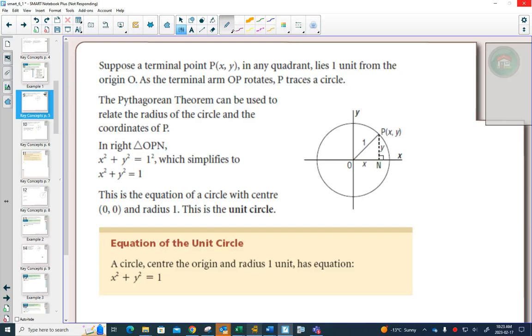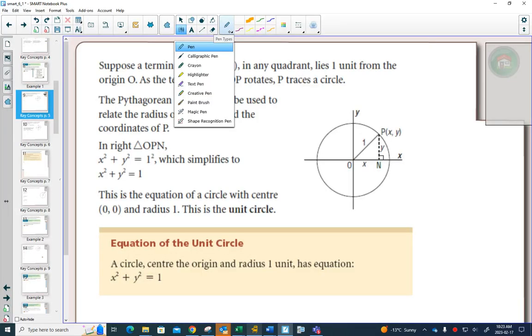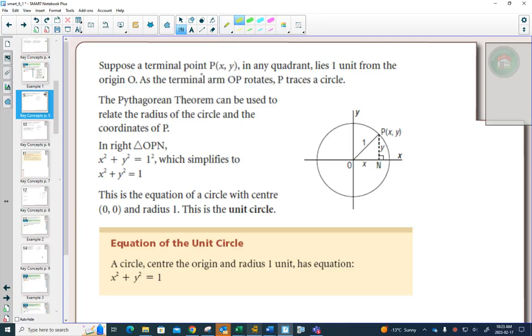Maybe take out your highlighter. And we can highlight what the unit circle is. So this is on page 469. At the bottom, there's a little circle. If you have a center at 0, 0 and a radius of 1, that makes the unit circle. And this is going to set us up for the big ideas of trigonometry in grade 12.